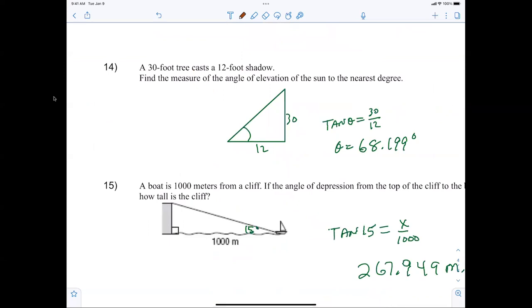14, I don't know how many times we've done this shadow problem. And some of you don't know where to put a shadow. Shadow is where? On the ground. Your shadow is on the ground. Does anybody have any questions with how I set that up? This is the angle of elevation right here. That's theta. That should be drawn on your paper. Draw that on your paper. 14, anybody? Anybody?